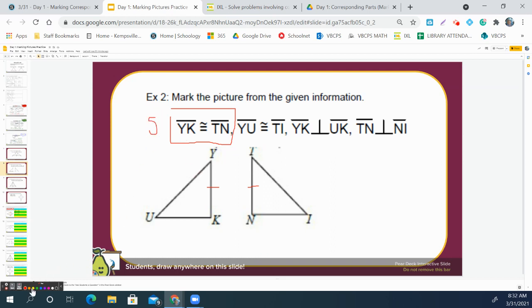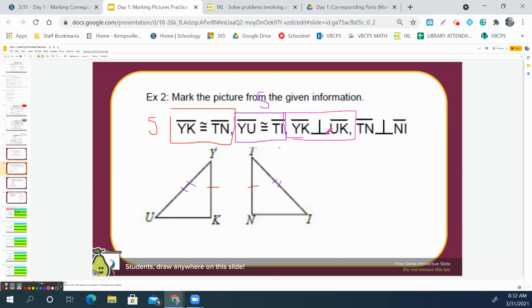Sides, absolutely. I know this seems ridiculous that I'm asking this. I promise it's going to be important. Just stick with me. Then I've got YU equals TI equals TI. Did I just mark sides or angles? Sides, absolutely. So then I come over here. What on earth does that notation mean?